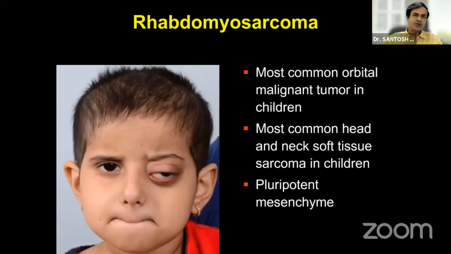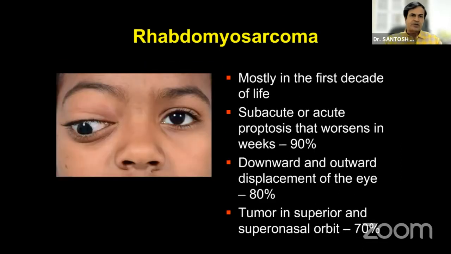I'll be talking about orbital rhabdomyosarcoma, which is the most common primary malignant orbital tumor in children. And it's the most common head and neck soft tissue sarcoma as well, and arises from the pluripotent mesenchyme. Generally seen in the first decade of life, and presents mainly with subacute proptosis that worsens in weeks, not in days. That is the common presentation in about 90% of children in our series.